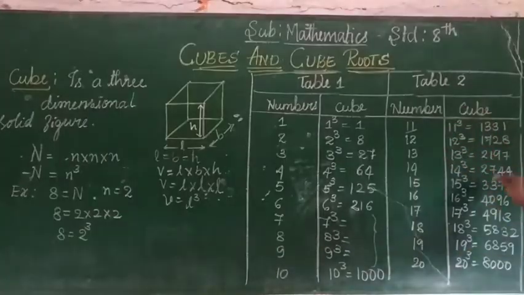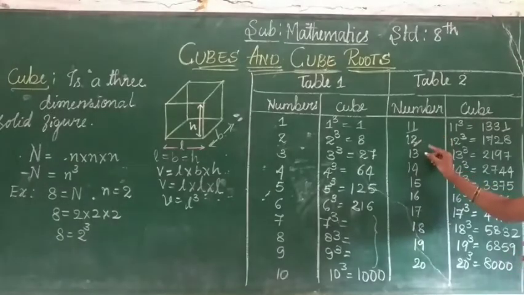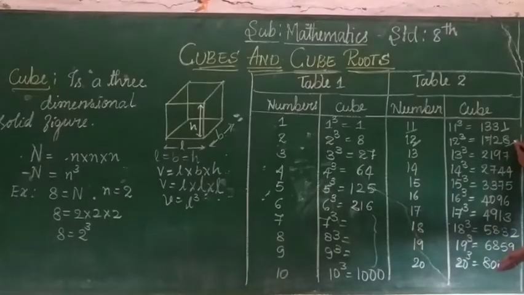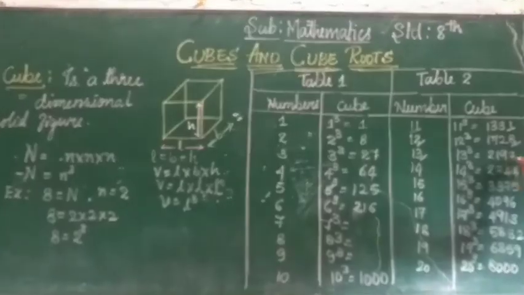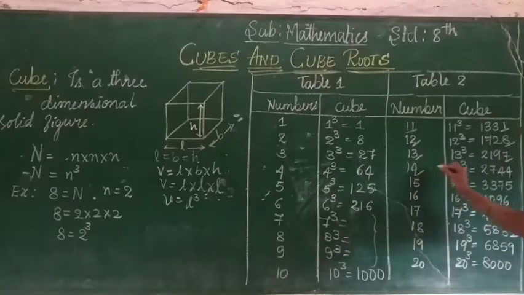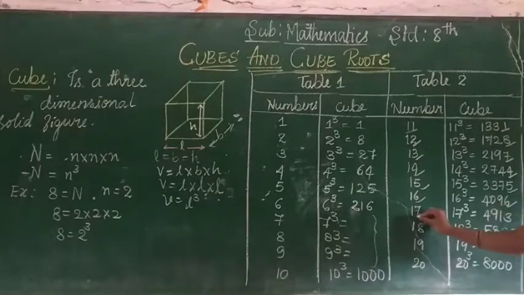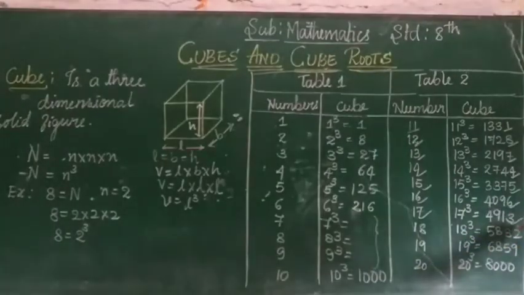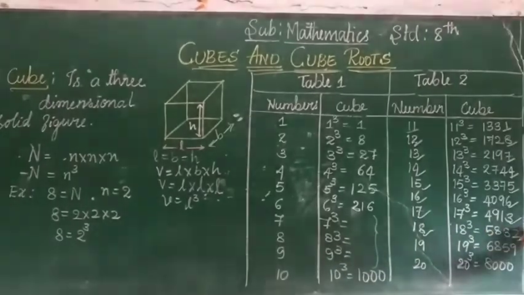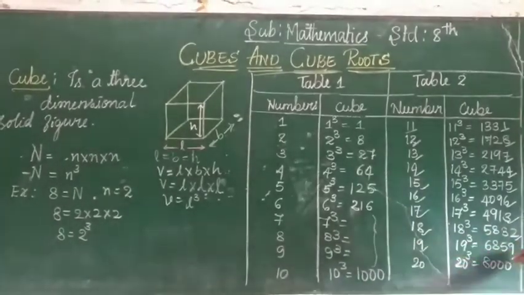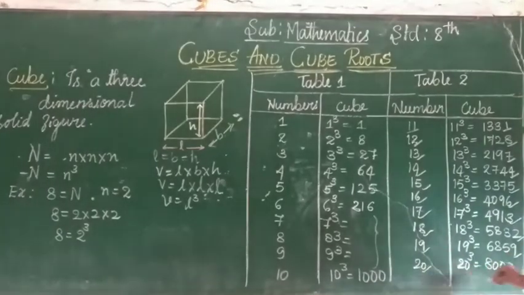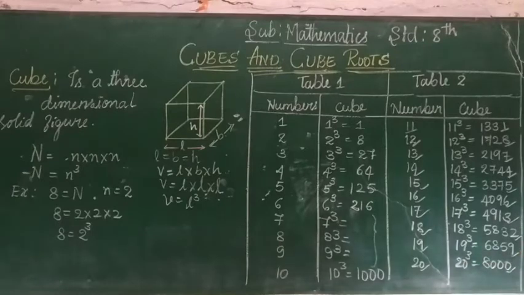Observe the unit place of the number and also the unit place of the cube number. See, this number ends with 1, and its cube ends with 1. Now observe, 4 ends with 4, 5 ends with 5, 6 ends with 6, 7 ends with 3, 8 ends with 2, 9 ends with 9, 0 ends with 0. From this, what do we conclude here?